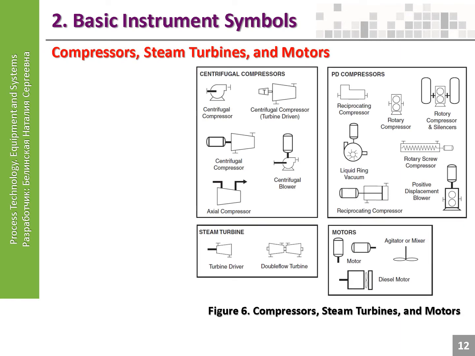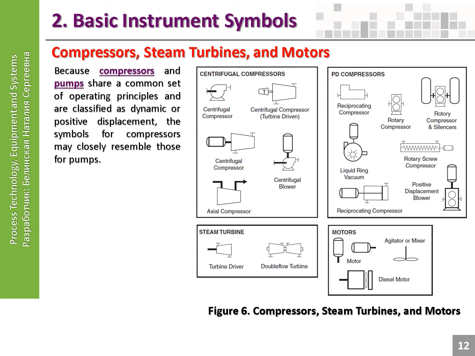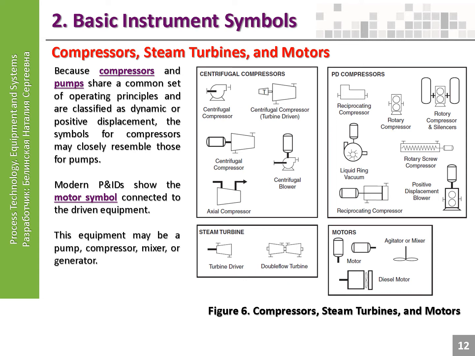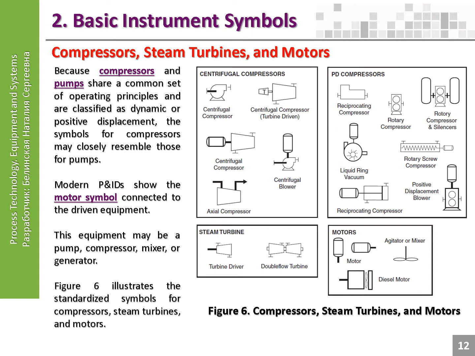Compressors, steam turbines, and motors. Because compressors and pumps share a common set of operating principles and are classified as dynamic or positive displacement, the symbols for compressors may closely resemble those for pumps. Modern P&IDs show the motor symbol connected to the driven equipment. This equipment may be a pump, compressor, mixer, or generator. Figure 6 illustrates the standardized symbols for compressors, steam turbines, and motors.